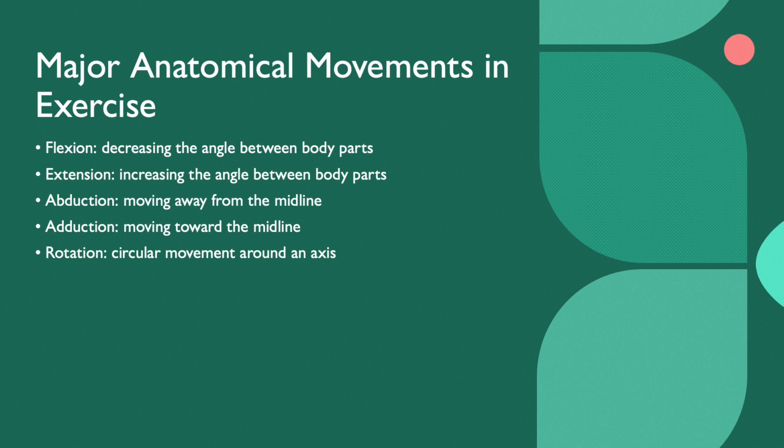Rotation refers to the movement around an axis, such as turning your head or rotating your torso with a medicine ball. Again, that goes back to Russian twist, or holding a weight or medicine ball or a kettlebell and rotating your torso. Understanding these types of movements helps us teach proper movement patterns and correct form effectively.